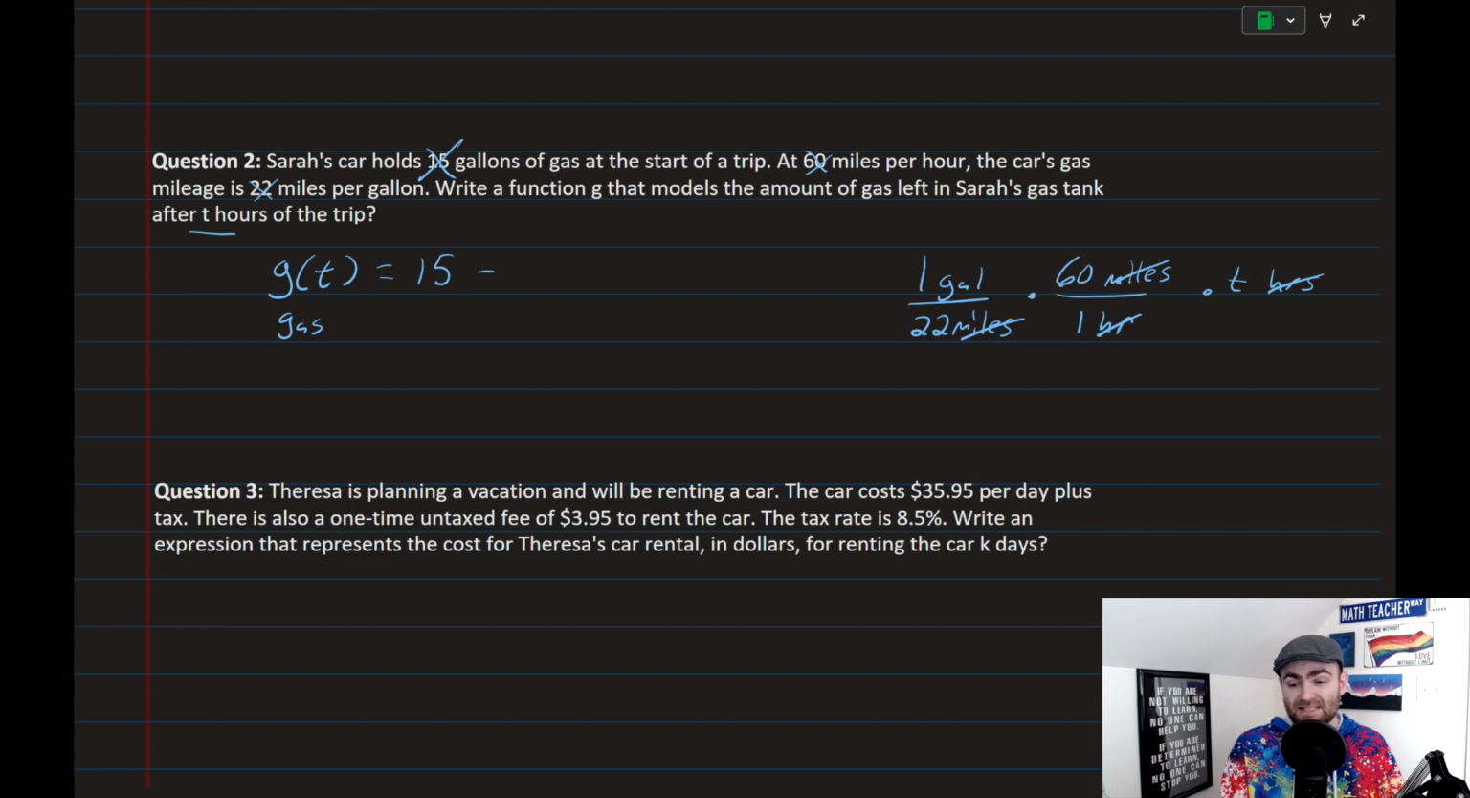So this would be minus 60 over 22 times T. And this is in the unit of gallons of gas. And we want an equation in the unit of gallons of gas. So we're done. If you would like to clean it up a little bit, 60 divided by 22 is reducible. We can always write it g of t is equal to 15 minus 30/11ths t. There you go. So keep in mind, the units are really, really important, and we might have to manipulate the numbers we're given so that we have the units we want at the end.